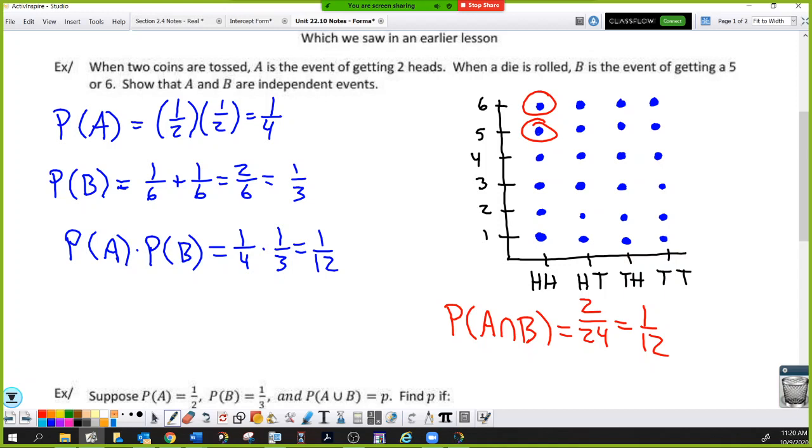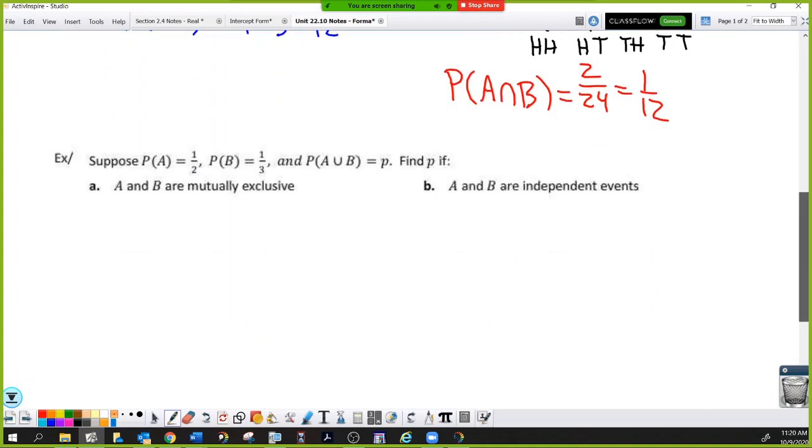Can I move to harder questions where they say extra stuff? Everybody's ready to at least understand the concept? Great. All right. That's the only time I'm going to use a dot plot. The rest of the time we use set theory.